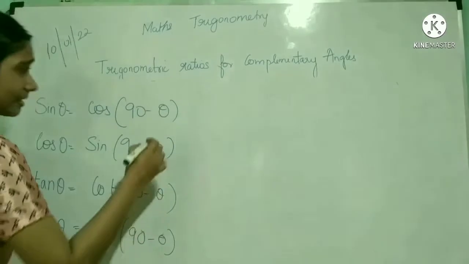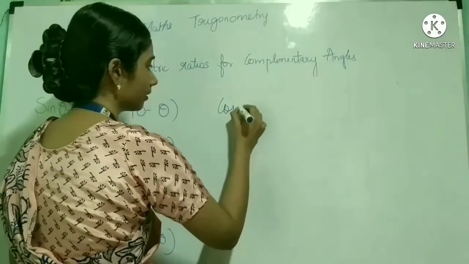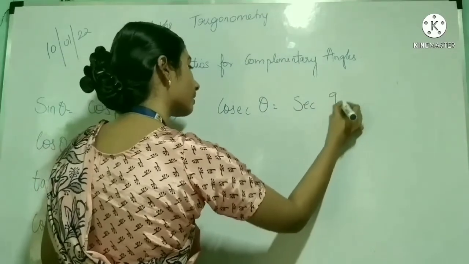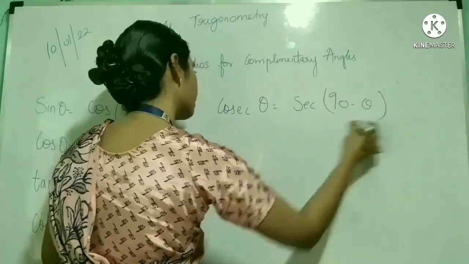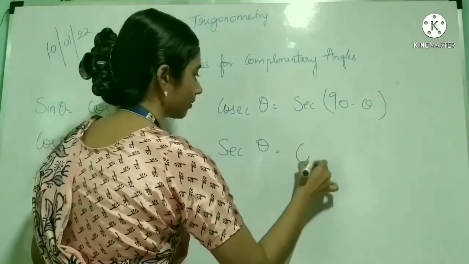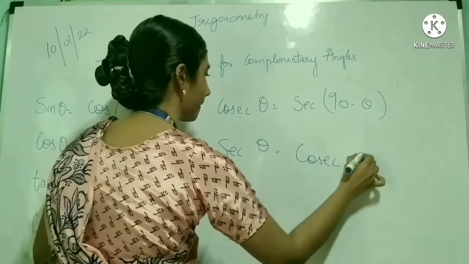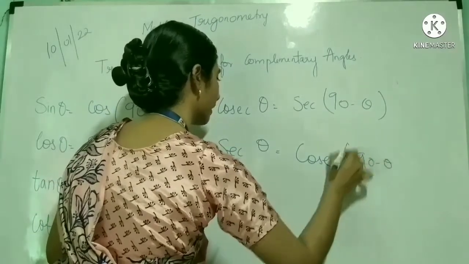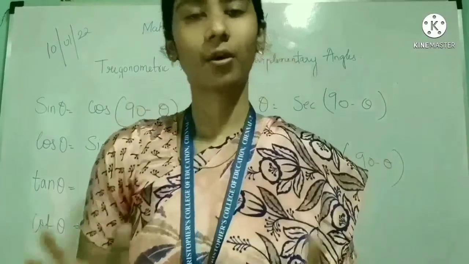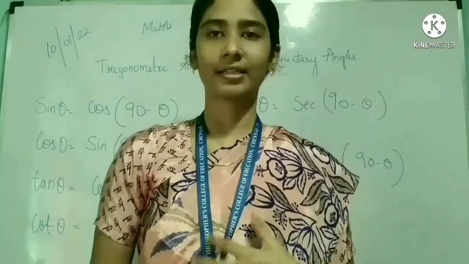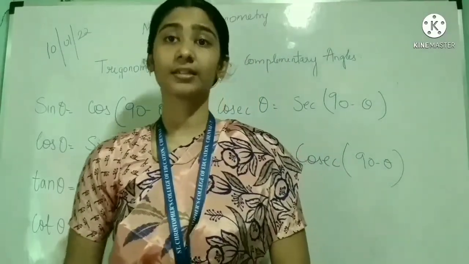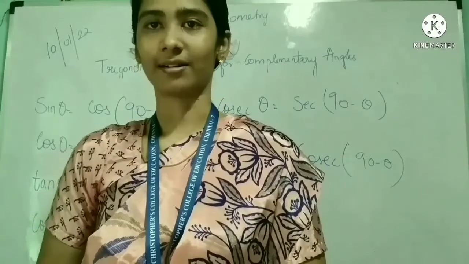Then the remaining ratios: cosecant theta is equal to secant 90 minus theta. Secant theta is equal to cosecant 90 minus theta. You should learn all the 6 identities. Okay, you have to learn all the 6 so that you can do the sums. We will see the sums in the next class. Thank you, students.